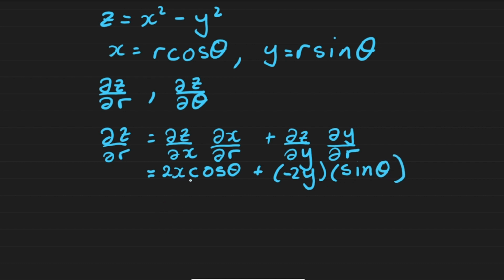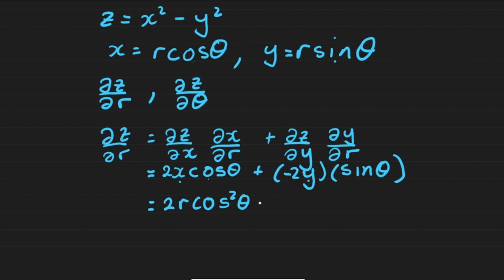So we can substitute x and y inside this equation. x is equal to r cos theta and y is equal to r sine theta. So we can put these things inside. That would give us 2 times r cos theta, and we already have a cos theta. So we're going to have cos theta multiplied by cos theta, and that's going to give us cos squared theta. So this becomes 2r cos squared theta.